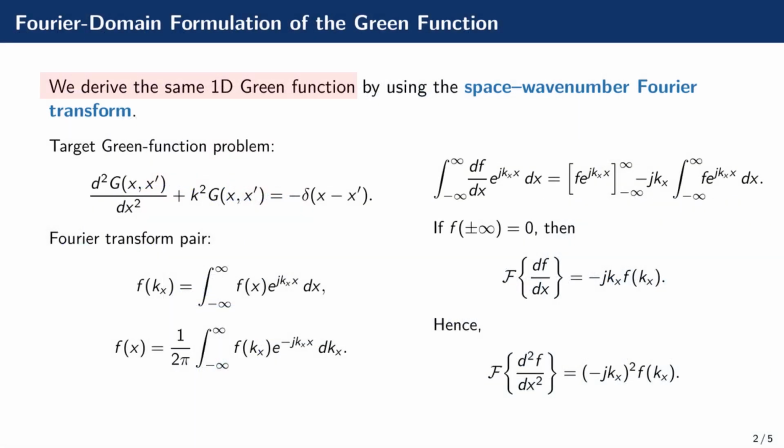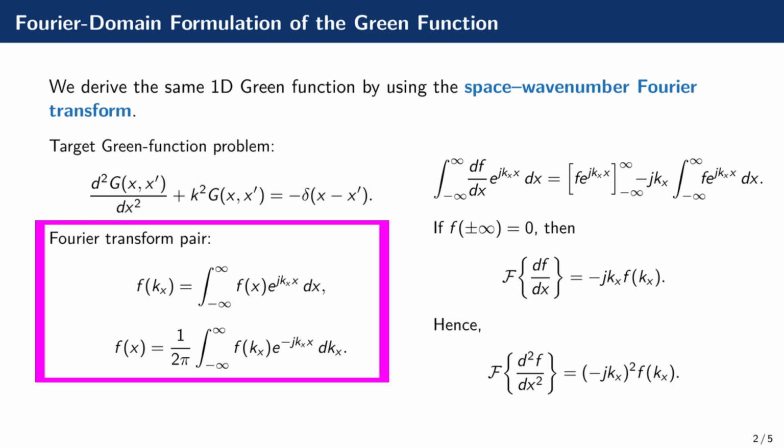Now I would like to derive the Green function again, but this time by using the Fourier transform. Here we use the Fourier transform between space and wave number. The target equation is the following Green function problem. First, let us recall the Fourier transform pair.